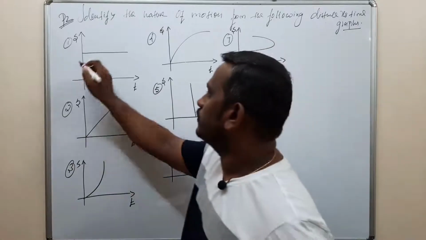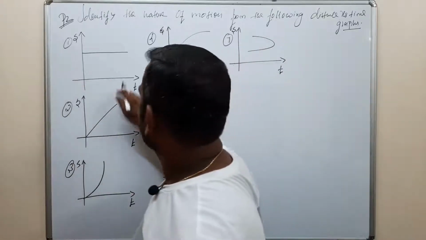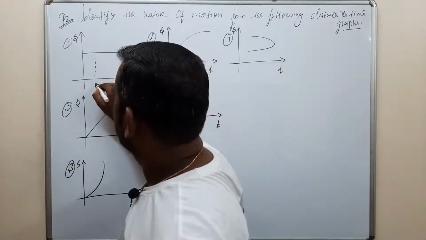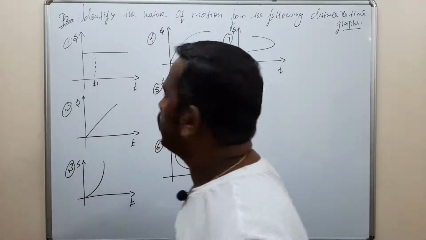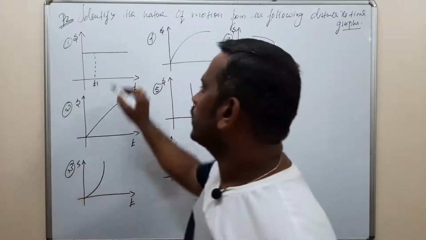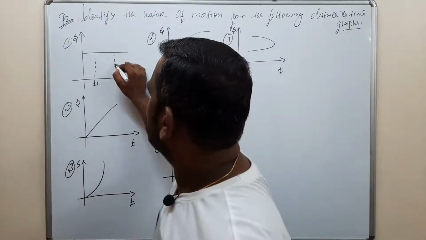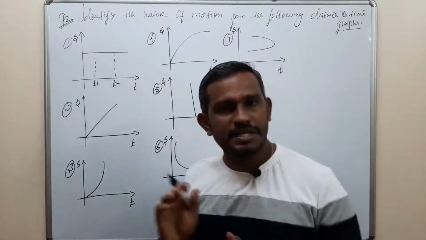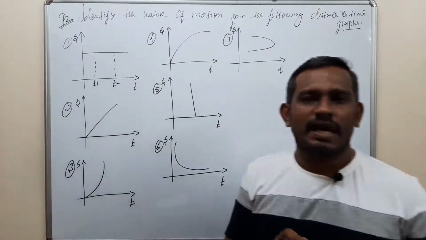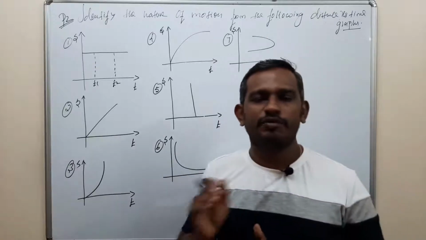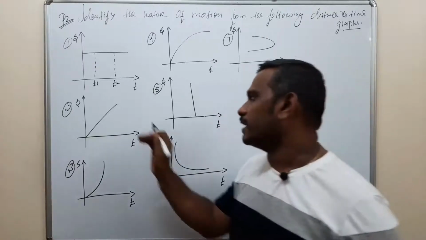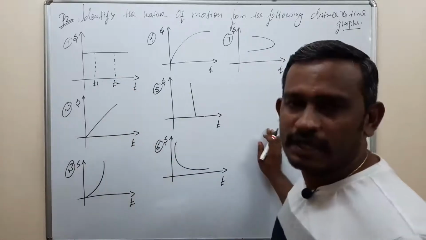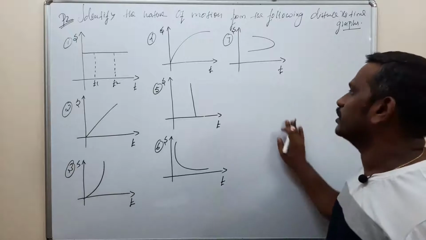So first graph, when you consider this graph, at time t1 the body is at a particular distance. Okay, at time t2, the body is at the same distance. That means as the time goes on, the body doesn't move from that position. That's why we can say that the body is at rest. Okay, body is at rest.